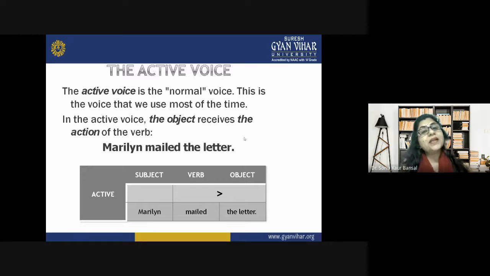So, Merlin mailed the letter. It means the verb is mailed, the object is the letter, and the object is receiving the mail. This is how the action is being done. So it is directly spoken: Merlin mailed the letter. That's it. But when we are focusing more on the subject, that is Merlin, you will find that Merlin is more important than the letter. Who mailed the letter? Merlin. All right, students, so this is active voice.